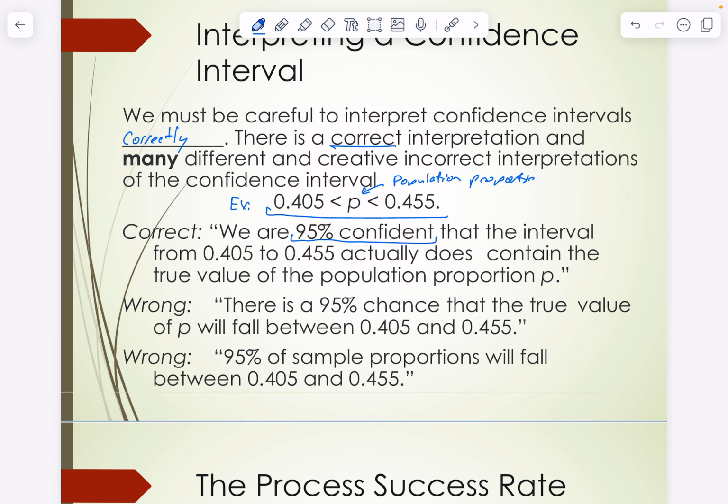This next one tries to explain something, over-explain it, but in a way that just isn't true. There is a 95% chance that the true value of p will fall between 0.405 and 0.455. That's not accurate. In order to determine the chance that that parameter p will fall in that interval, you need to do a very different sort of calculation than what we're doing. This is not actually what we are finding.